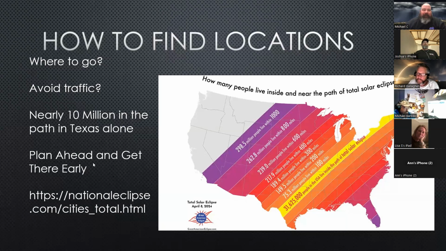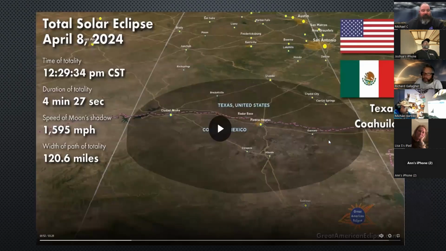So there's going to be a lot of people, especially with the cities that it crosses, like San Antonio and Dallas, and as it gets further north up into the Midwest, you've got some really populated cities. So just be aware and be ready for that sort of thing.